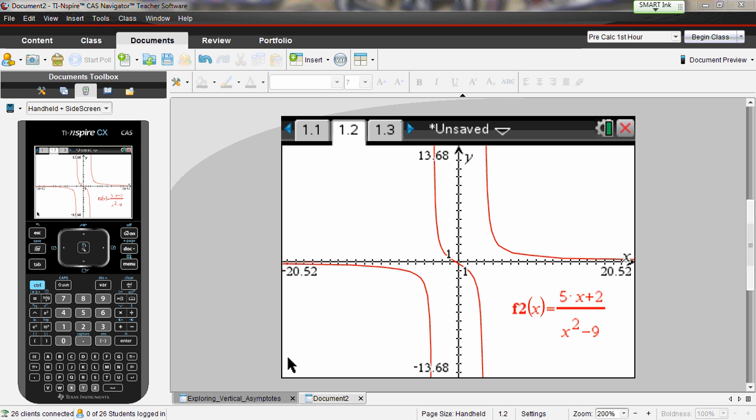Negative 3? Negative 3 would also make it 0. So let's see what happens if we adjust this picture a little bit and we zoom out. It looks like, in a way, a cubic, but if I keep zooming out and I get this picture to expand and expand, we have new parts of the graph coming in.